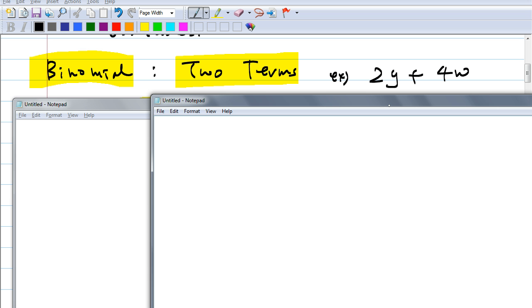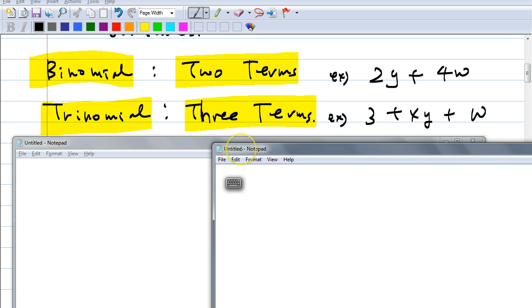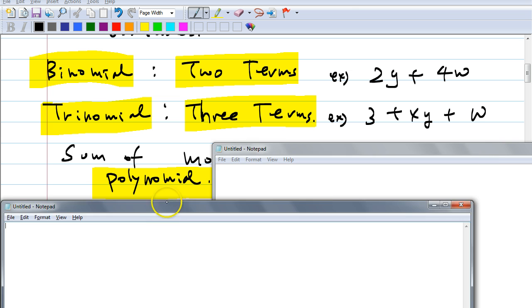What about three terms? Anybody want to guess? Trinomial is correct. Three terms, for example, 3 plus xy plus w. What about four terms? We don't have a special name for that one, we just say polynomial with four terms, okay? So all of these, monomial, binomial, trinomial, what do we call all of these things? They're expressions, but we call them polynomials, correct.